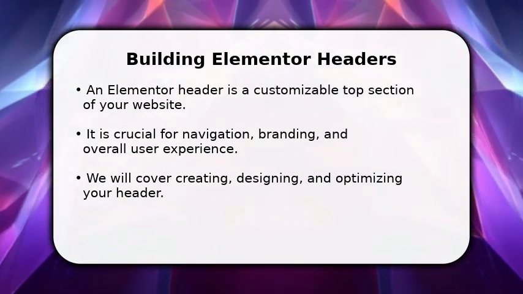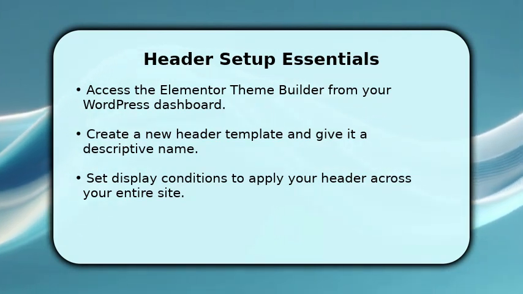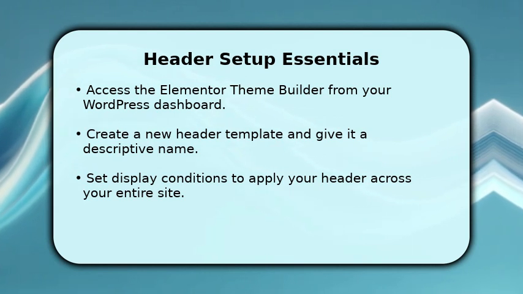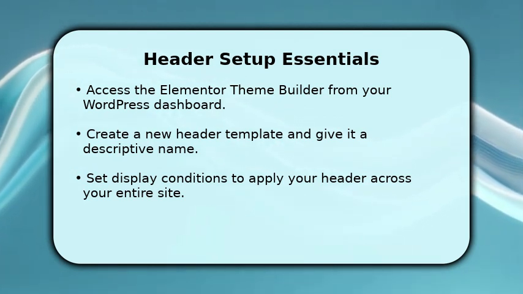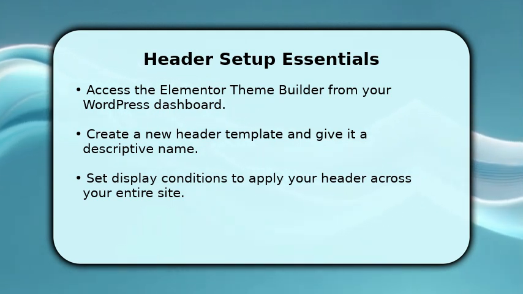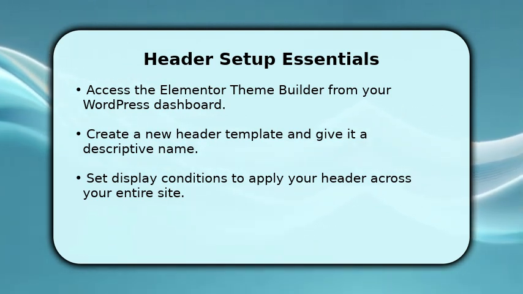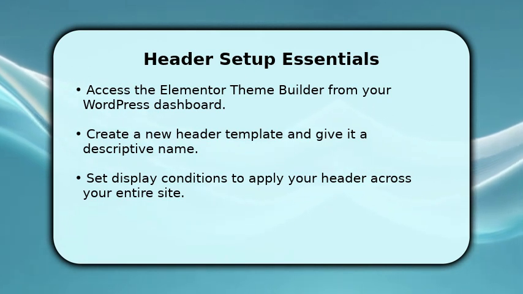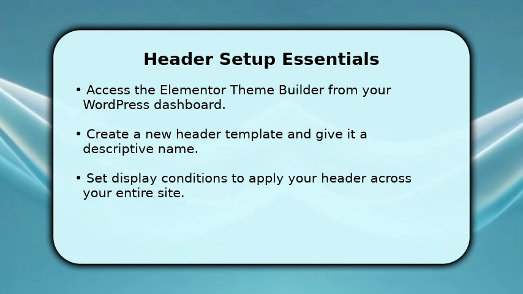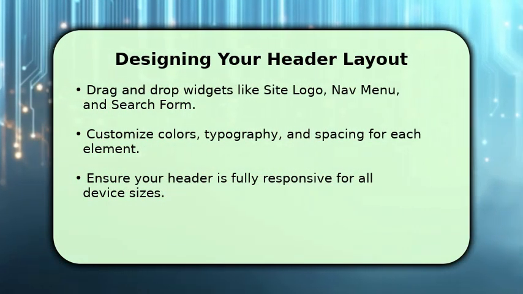seamless user experience. To begin, open your WordPress dashboard and find the Elementor menu, then click on Templates and Theme Builder. Here, you will choose to add New and select Header as your template type. Give your new header a clear, memorable name. After creating it, remember to set the display conditions. You can choose to apply it to your entire website, specific pages, or even exclude certain areas, giving you full control over its visibility. Now for the creative part, designing your header.